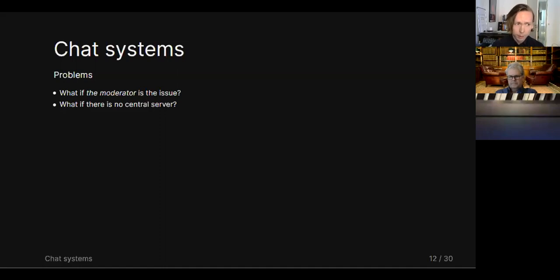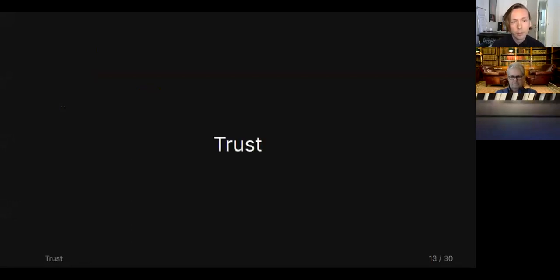Now, the second problem is, what if there's no central server? And this is the case with the distributed chat system I just talked about. How do you know who is a moderator? Do you just go around asking people? And what happens if you ask someone and they're a malicious participant? Because they'll happily say, "Yep," and then proceed to just kick everyone. So how do we solve these problems? What I ended up with was that we solved them with trust.